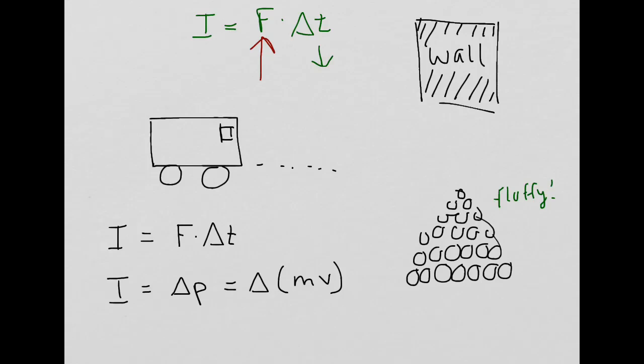Now, if I hit the cotton balls, my impact time is large. Takes a long time for me to slow down. Therefore, my force is small, or I experience a smaller force. So it's better for me to hit the cotton balls than it is to hit the wall.